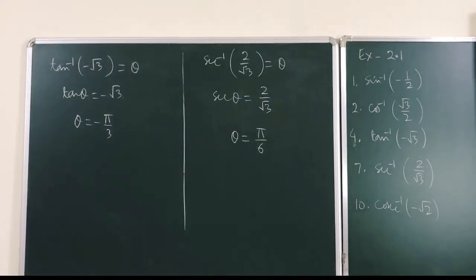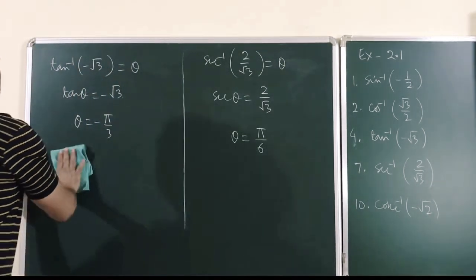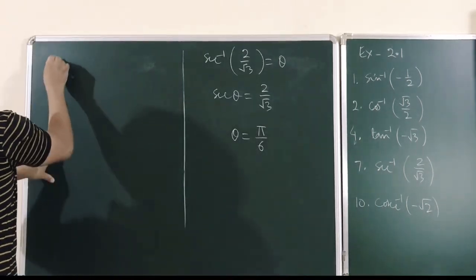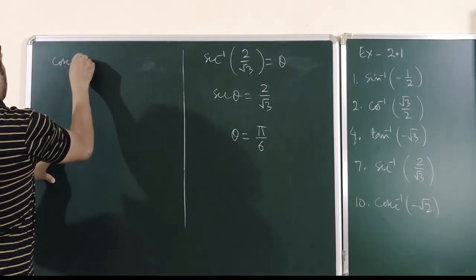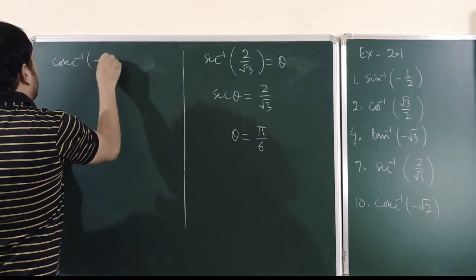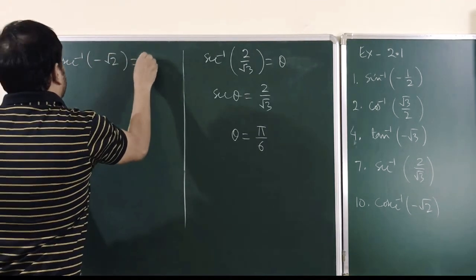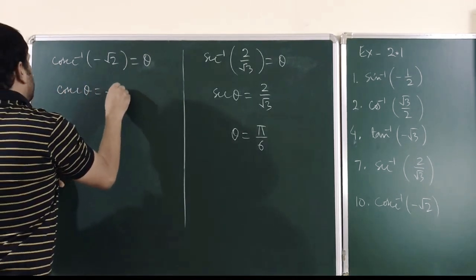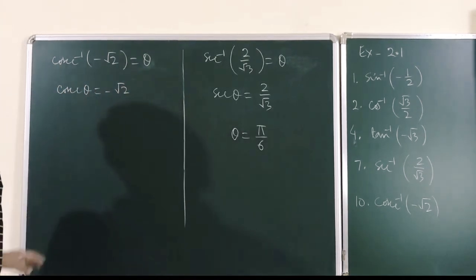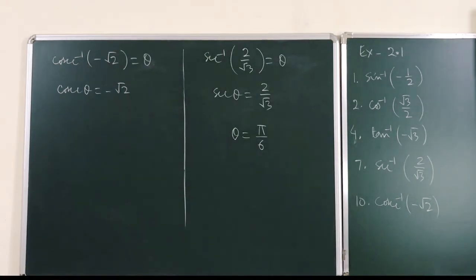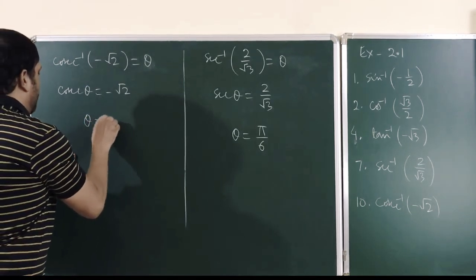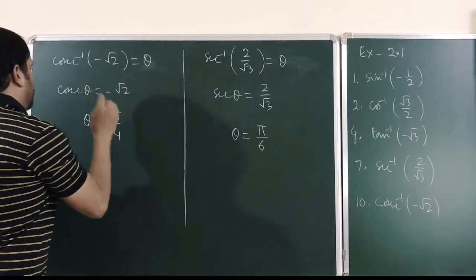And the last one is cosecant inverse of minus root 2. Let's say it equals theta. So cosecant theta is equal to minus root 2, or sin theta is minus 1 by root 2. So theta is equal to minus pi by 4.